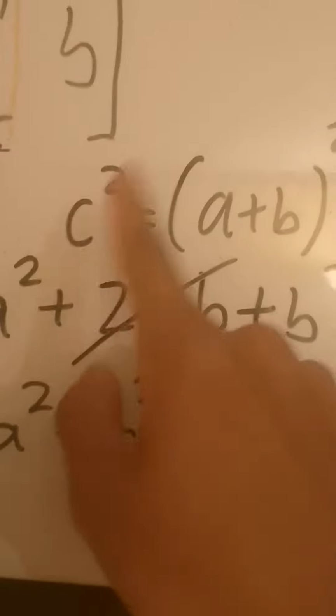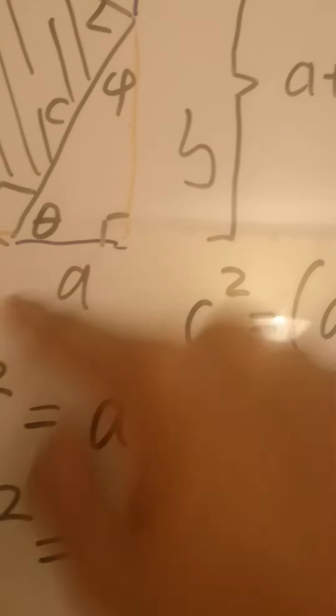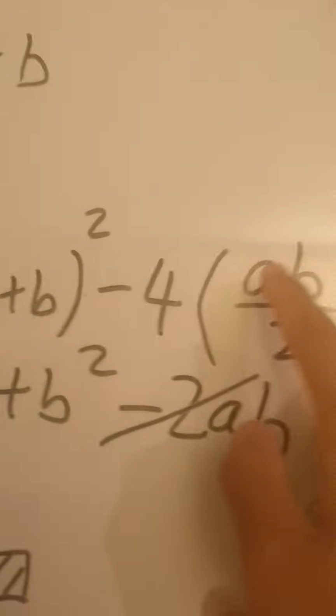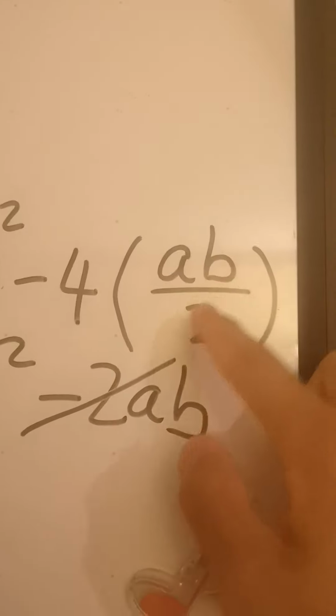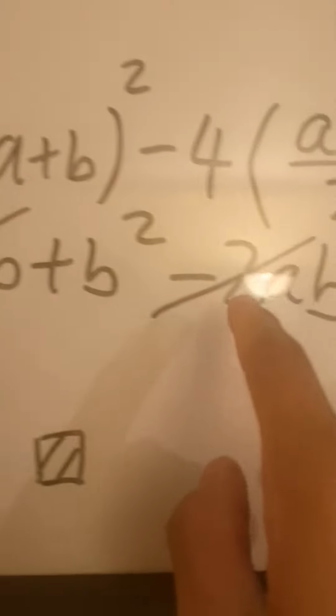So let's do that. c squared is equal to (a plus b) squared minus 4 times the area of one of these triangles. Well, what's the area of this triangle? It's just base times height divided by 2. So base is a, height is b, over 2. Or I can do b times a divided by 2. But in the end, 4 over 2, what is that equal to? That's just equal to 2.